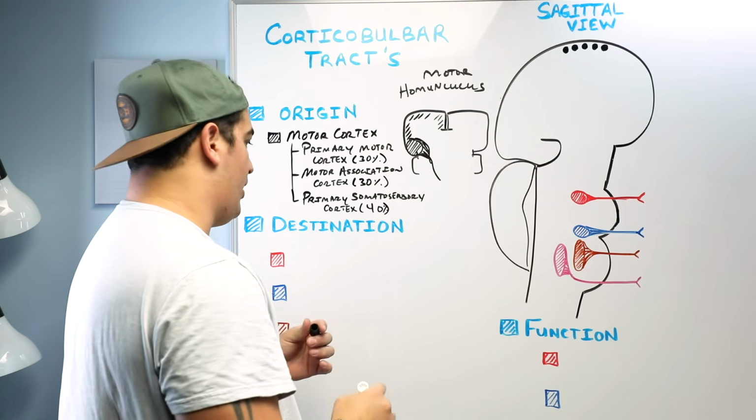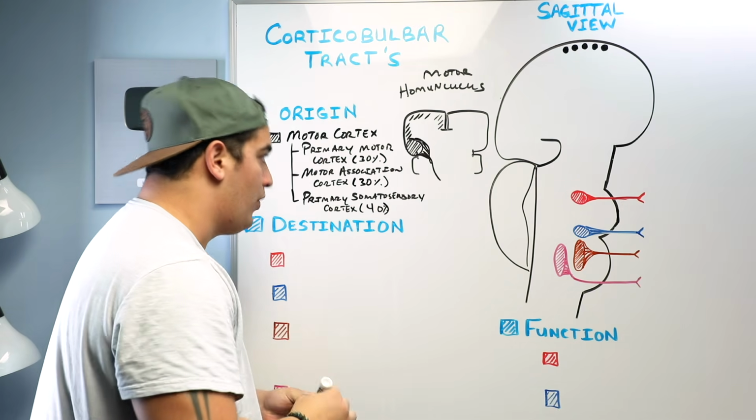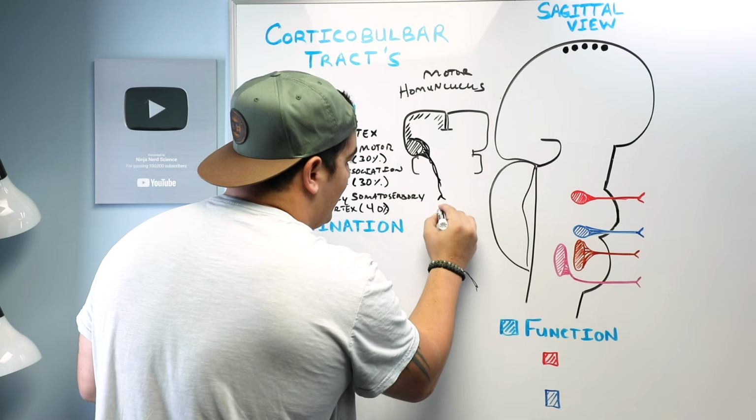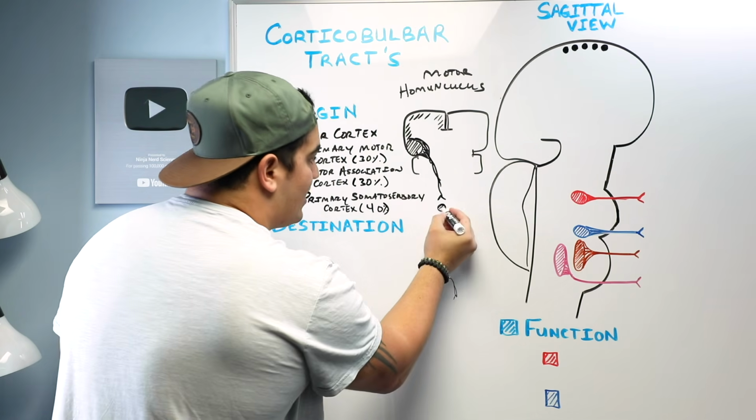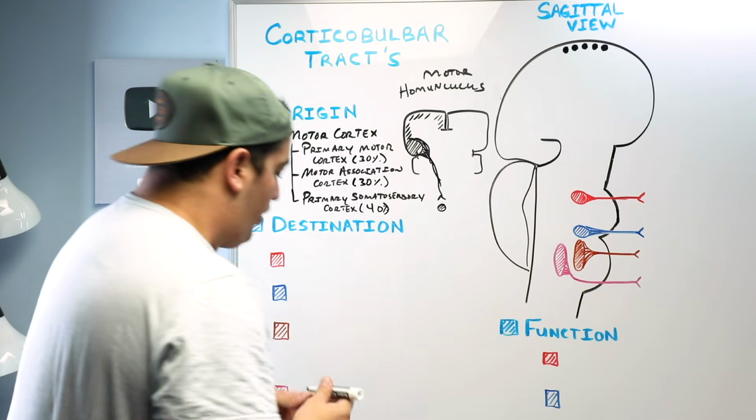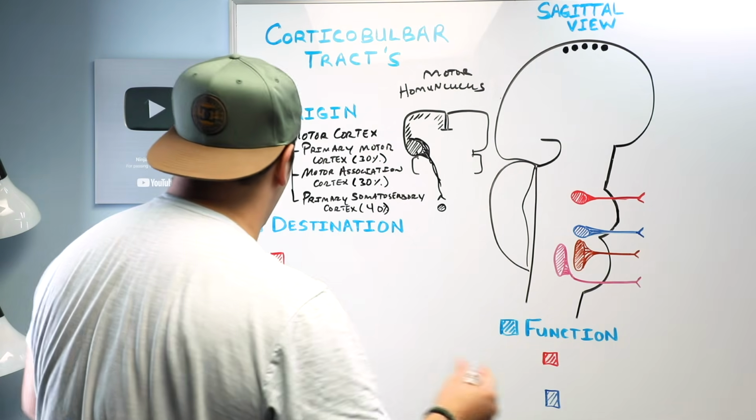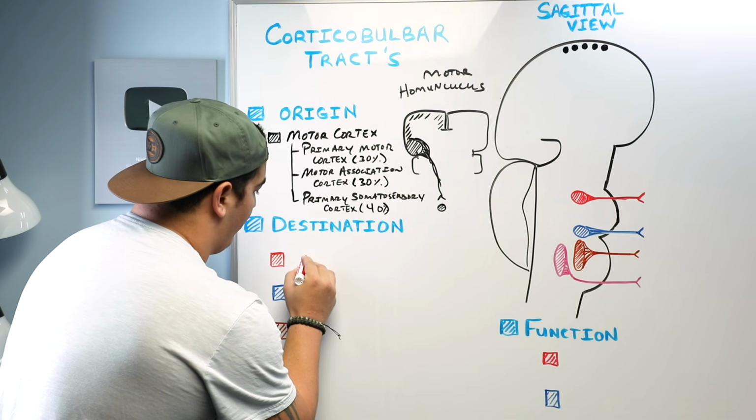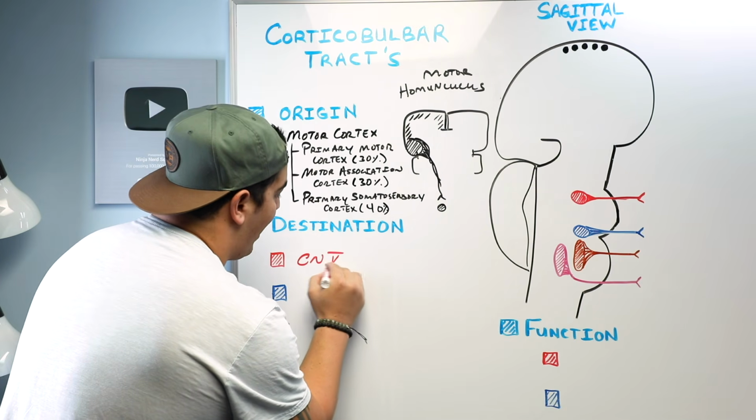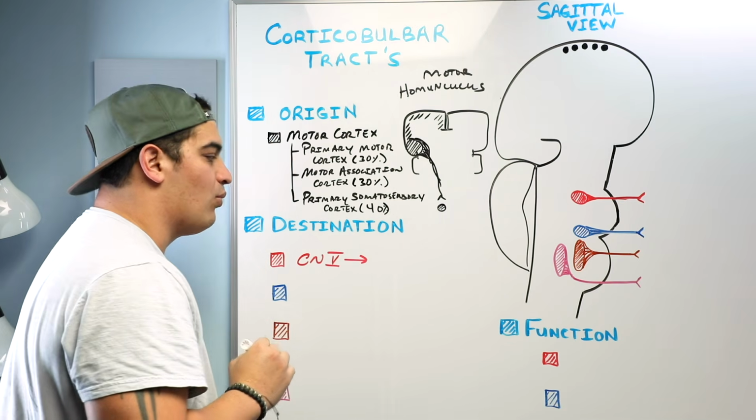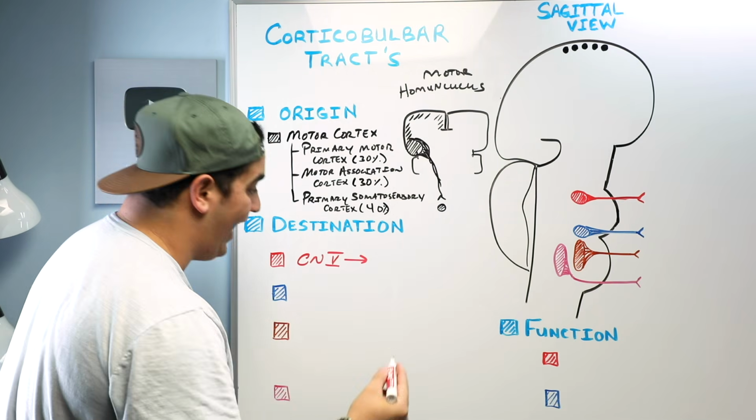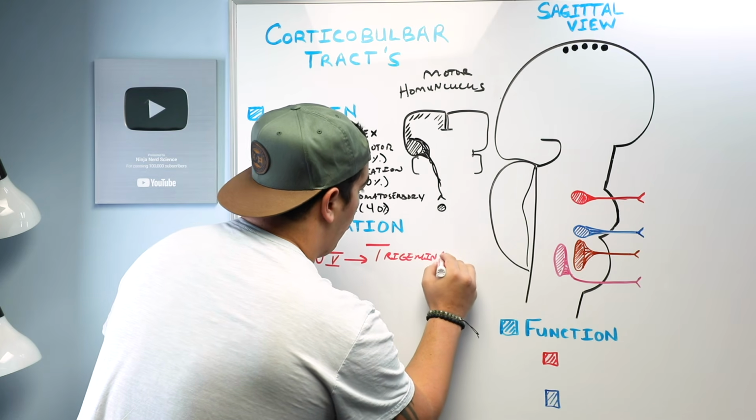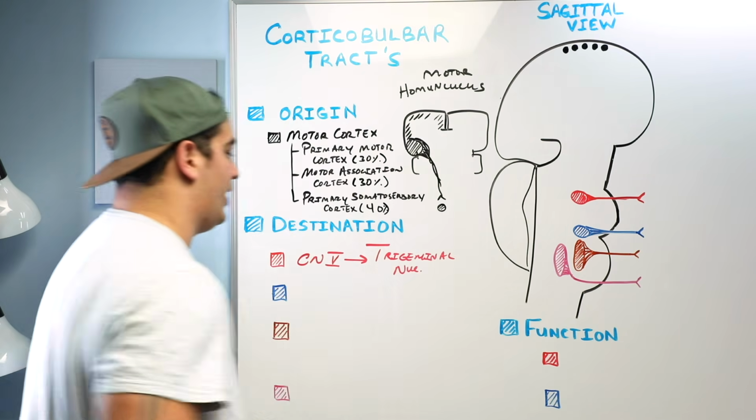The next component here is talking about the destination. Where do these corticobulbar tracts eventually go to? They're going to go down somewhere and synapse on something. What is that destination? The first point that you need to know is it's going to synapse on the trigeminal nerve nucleus. So what is the trigeminal nerve nucleus? This is cranial nerve 5. And cranial nerve 5 supplies what? Your muscles of mastication, right? So this is your trigeminal nerve. Okay? So that's one that we're going to start with, your trigeminal nucleus.